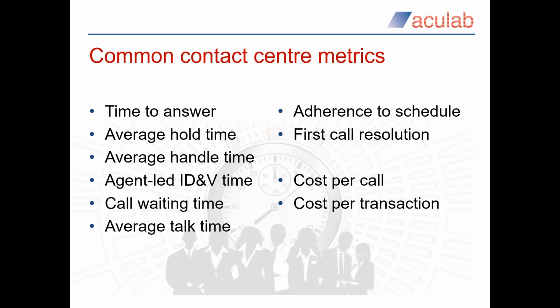So here are a few contact center metrics that some of you should recognize. Let's take average handle time, of which average talk time is a component. If it's important for the contact center to get the most from the latter, in the sense of productive time spent talking to the client, while not unduly increasing the former, one way of achieving that would be to cut out unnecessary dialogue between agent and customer. Reducing agent-led ID&V time is one way of doing just that.